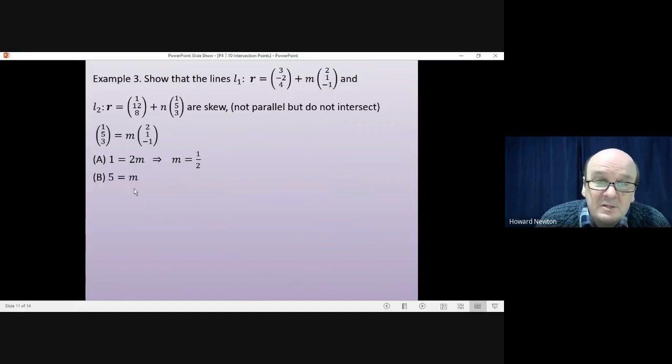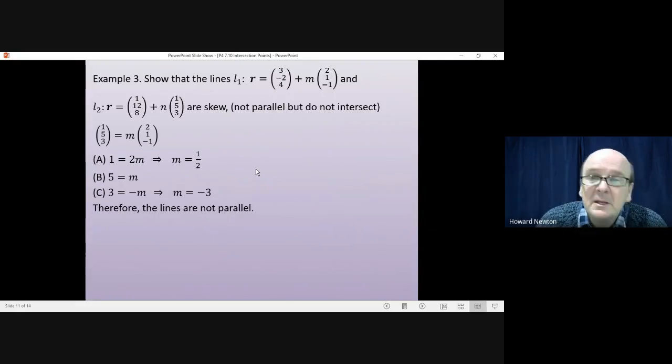Looking at the j values, I get m equals 5. Looking at the k values, I get m equals -3. So no, the one vector is not a multiple of the other. That means the two directions are not parallel to each other. So I've shown they're not parallel, these two lines. Now I need to show that the lines do not intersect.